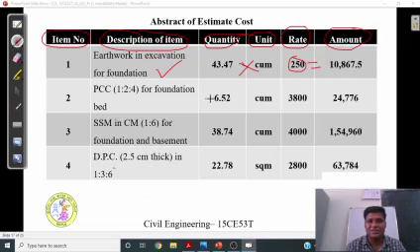Similarly, for PCC, the quantity is 6.52 multiplied by 3,800 is the rate, will give me 24,776 rupees as the total amount for PCC. For SSM, the total quantity is 38.74 cubic meter into 4,000 rupees is the rate for cubic meter, will going to give me 1,54,960 rupees. And DPC, 22.78 square meters the area of TPT that is applied, multiply the rate 2,800 rupees, will give me 63,784 rupees.